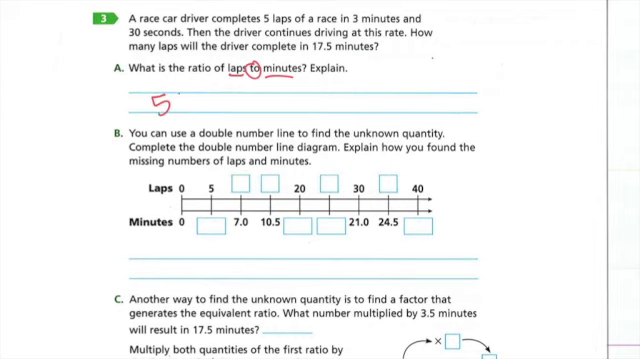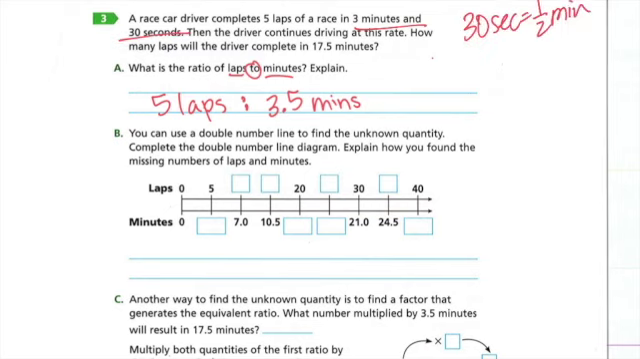It would be 5 laps to 3.5 minutes, because it says 3 minutes and 30 seconds, and we know 30 seconds is half a minute, right?